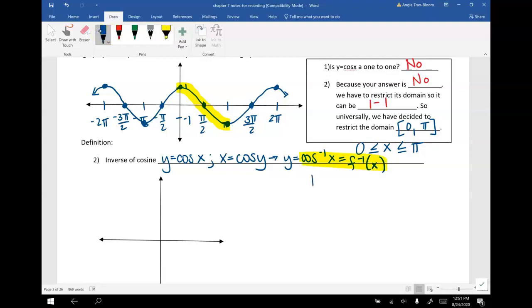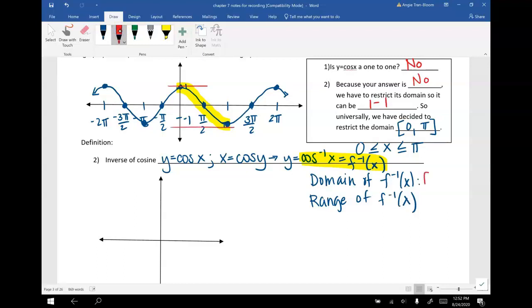We also need to state the domain and range of cosine inverse. Domain of f inverse, range of f inverse. Well, the domain of f inverse is the range of the regular. Well, the range goes from -1 to 1. So that's going to be -1 to 1. The range of f inverse is the domain of the regular. But remember, for us to have a 1-to-1, we restricted earlier. So the range of f inverse is now 0 to pi.